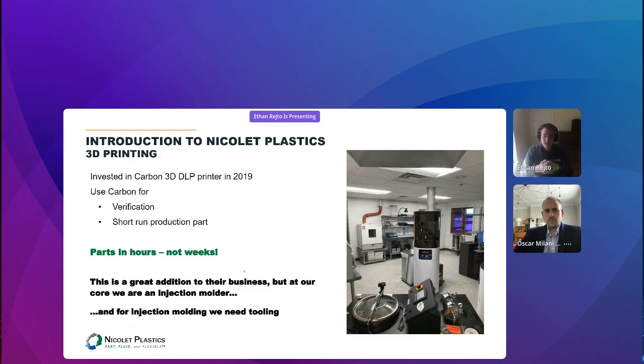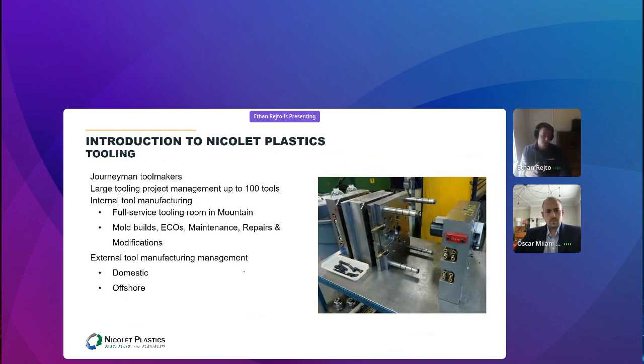What that allowed Nicolay to do was to provide their customers parts in hours, not weeks, which of course has its advantages. And they saw that this was a great addition to their business, but at their core, they were still an injection molder. They're making all their money doing injection molding, and for injection molding, they needed tooling. They have a decent tooling operation at Nicolay.